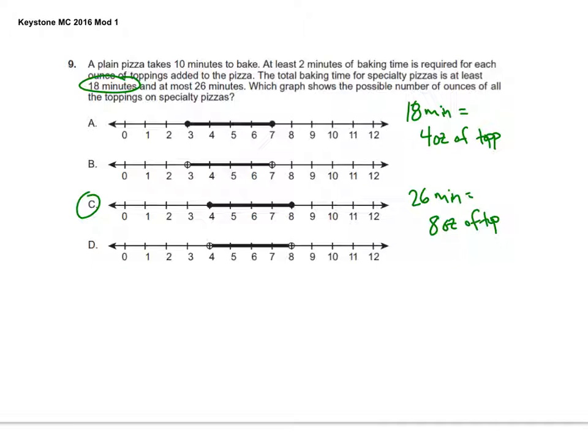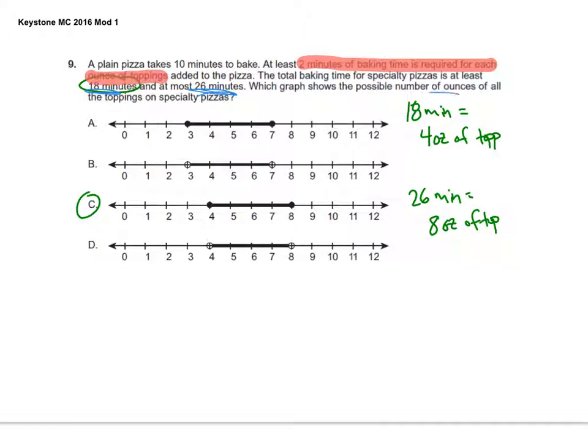For number 8, you have to read carefully on this. They give you some information about a plain pizza taking 10 minutes. At least 2 minutes of baking time is required for each ounce of toppings added to the pizza. So they give you some information where you say, well, it takes at least 18 minutes, and at most 26 minutes.